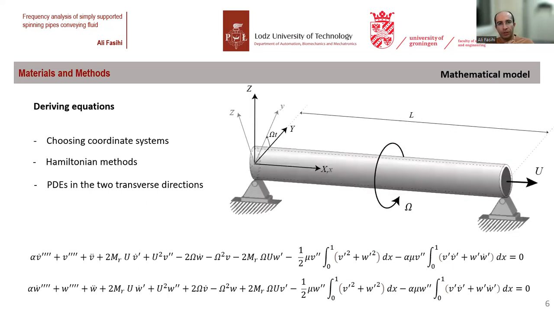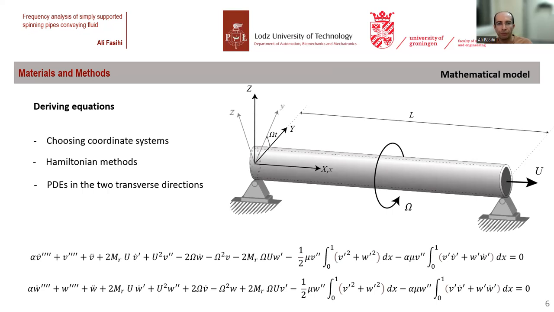The model introduced in this study is a horizontal pipe that's simply supported. The system is considered a tubular beam rotating about its longitudinal axis with a rotational velocity of omega, as well as carrying a fluid which has a velocity of u.